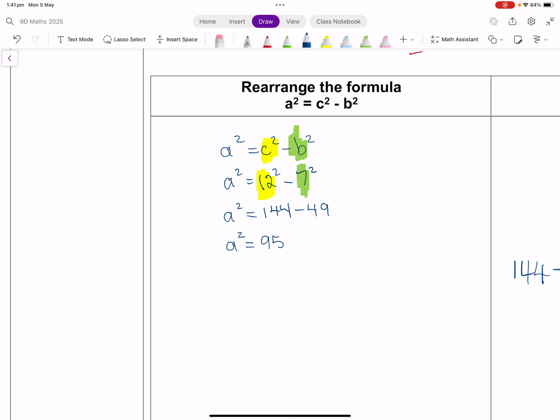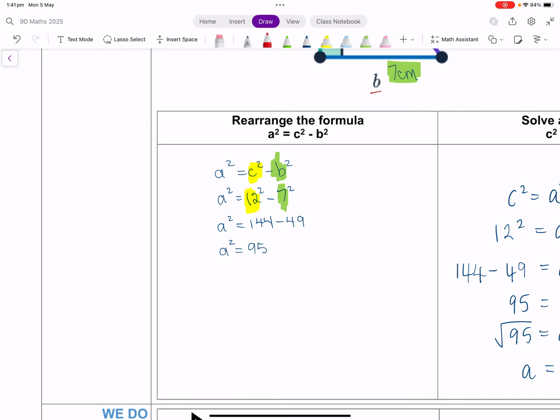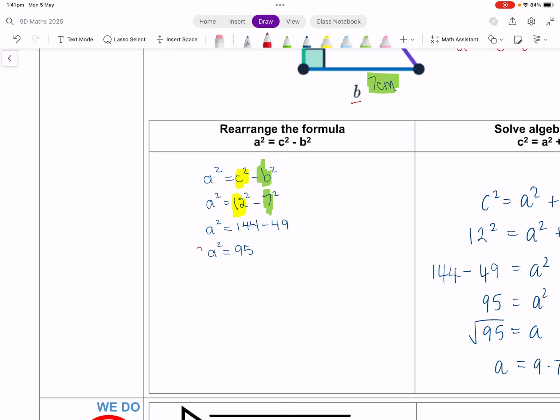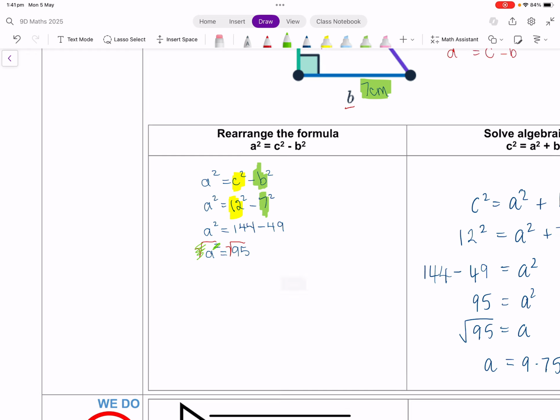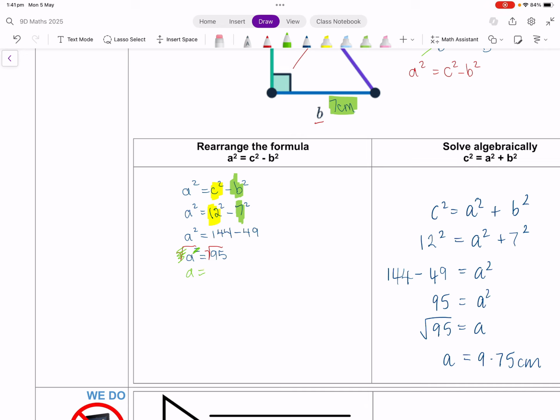The last step is to do the square root of 95. Why do I do that? Because a squared is equal to 95. I need to do the square root to cancel out that square, okay? So doing that cancels this out. I'm left with a is equal to the square root of 95. I put that in my calculator. The answer is 9.75 after I've done my rounding, centimeters.